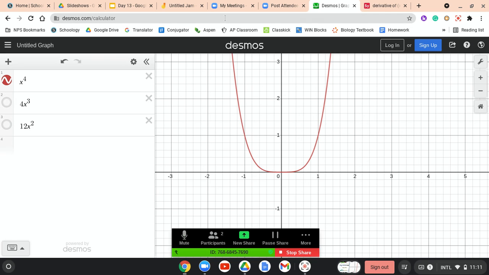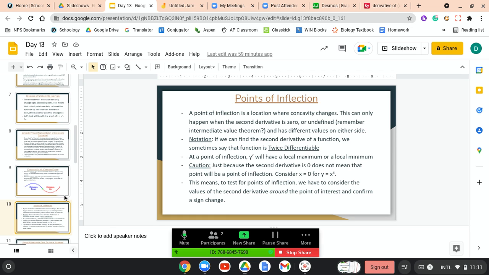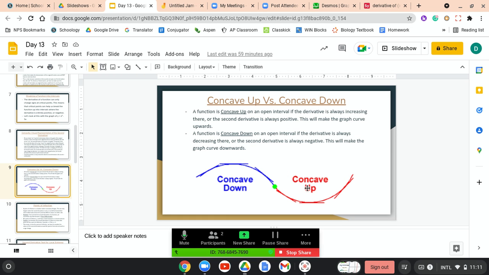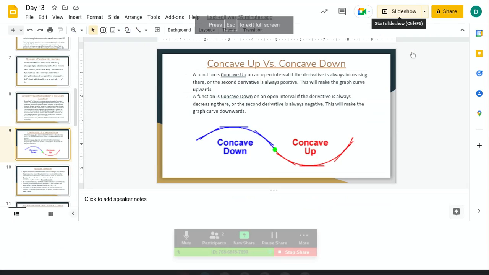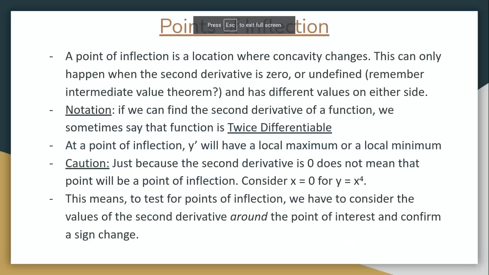As a backtrack, remember, a negative second derivative means it's concave down, it curves downwards. And a positive second derivative means it curves upwards. So if you want to change concavity, you have to change signs. Even if the second derivative is 0, if it goes from positive to positive again, there's no sign change, so who cares? All right. Point of inflection is where concavity changes, yet again.